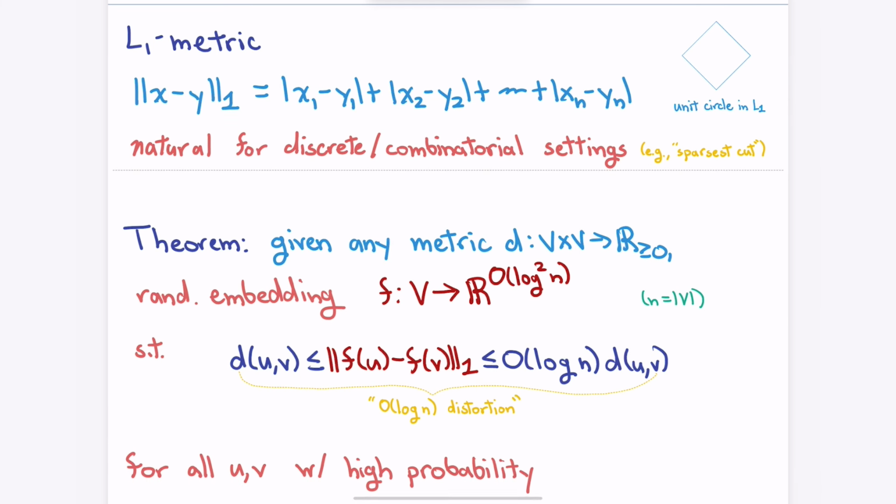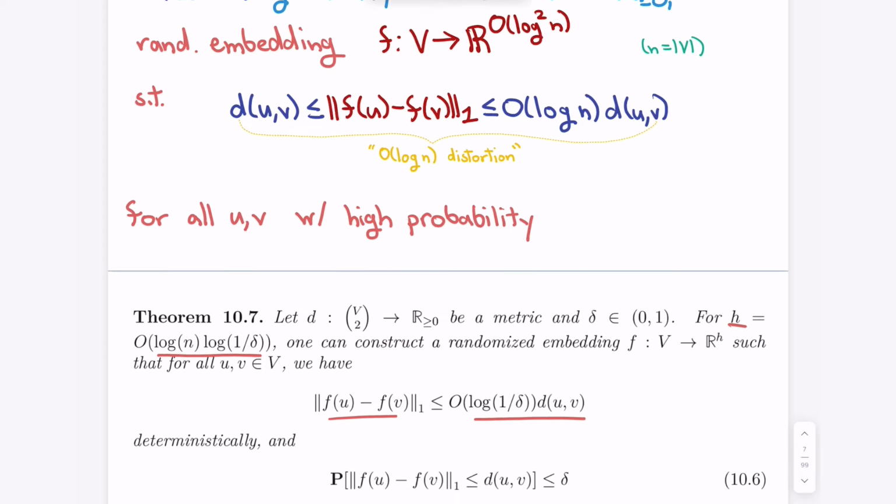And what we showed was that you can take any metric, just given as a black box, as long as it satisfies the triangle inequality. You're going to be able to take your vertex and embed it into log square n dimensions, and the L1 distance is going to preserve the original distance up to a log n factor. And we'll see why that's useful today.